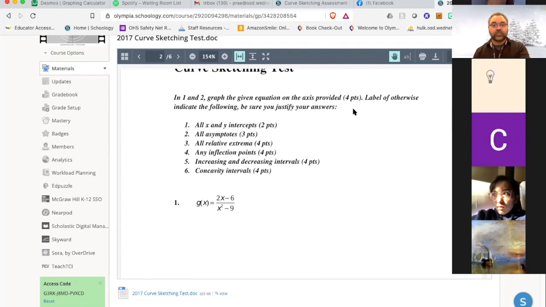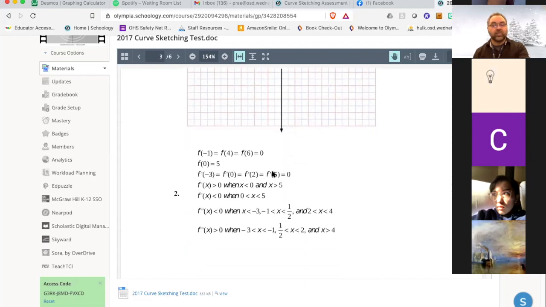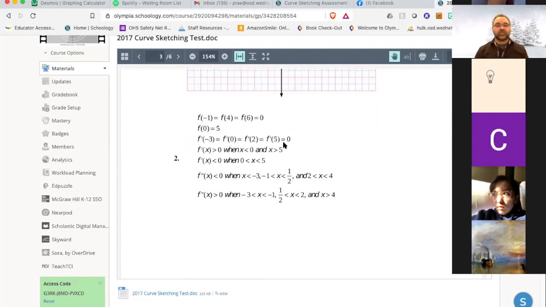Okay, we can still do x and y intercepts. We can still look at asymptotes. We can find relative extrema, inflection, concavity, and then increasing and decreasing intervals, all from this right here. Okay, for example, what's this first line telling us? f of -1 equals f of -4 equals f of 6 equals 0. Those are all x-intercepts, right? That's what these are right here.